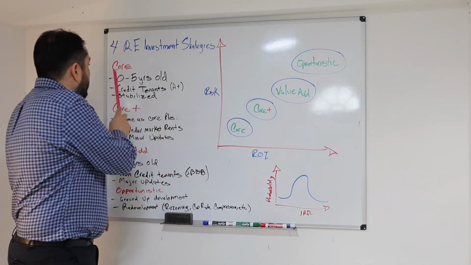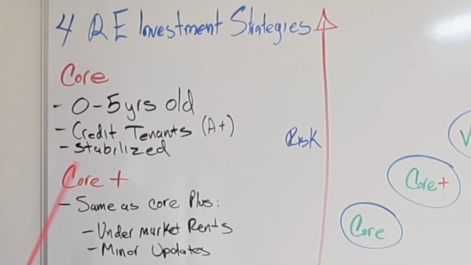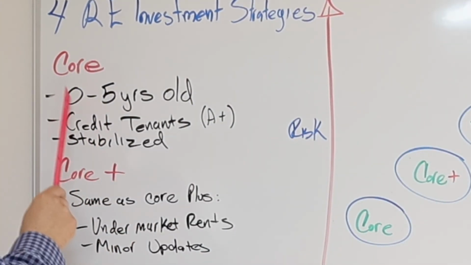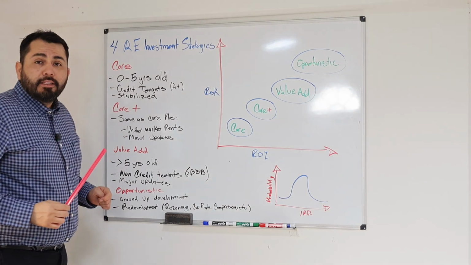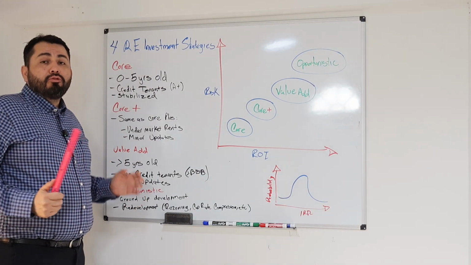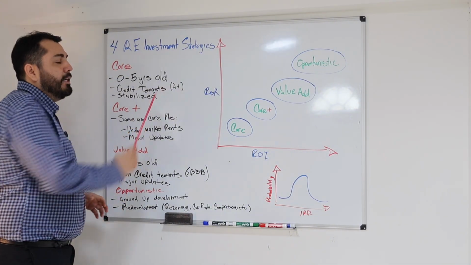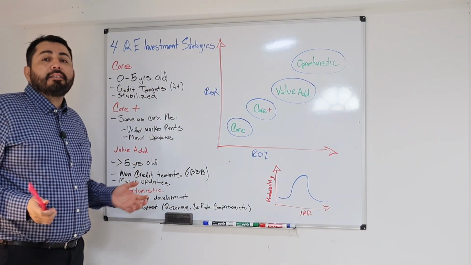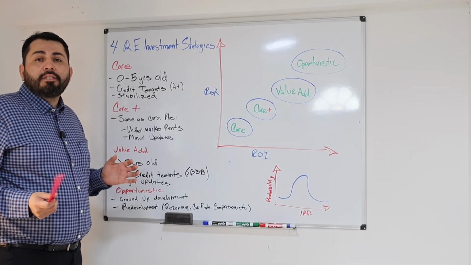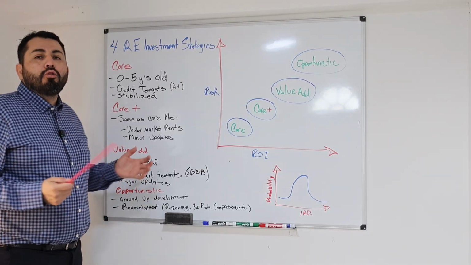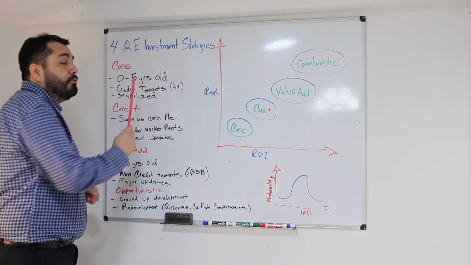So for the core strategy, we have new properties. Almost all the times we have new to 5 years old properties, and we have credit tenants. If we are talking about, for example, retail, or industrial, we have credit tenants. These are companies that are listed in the New York Stock Exchange or in other stock exchanges, and they have a good credit. For these properties, we also have stabilized rents.